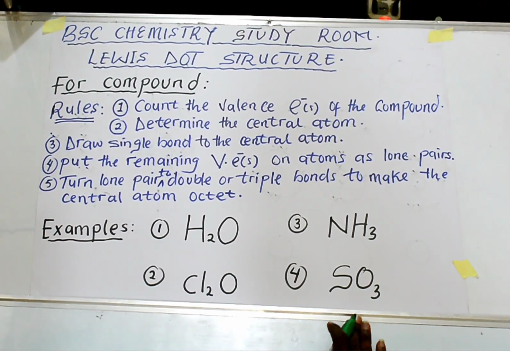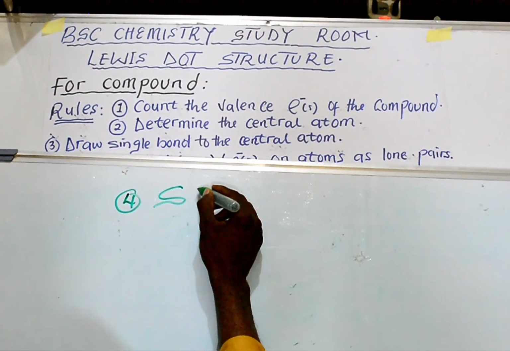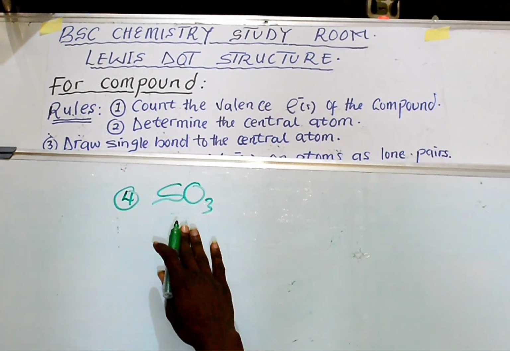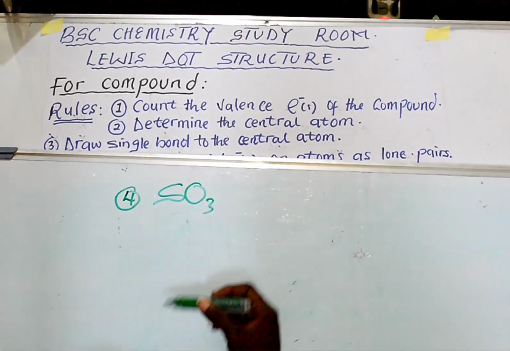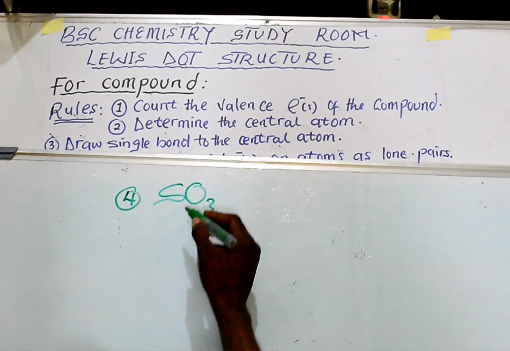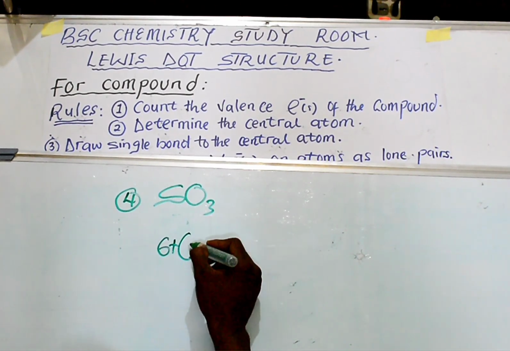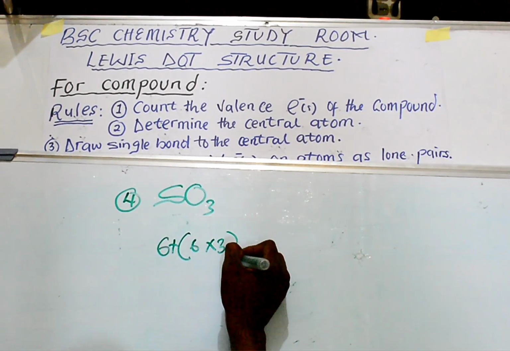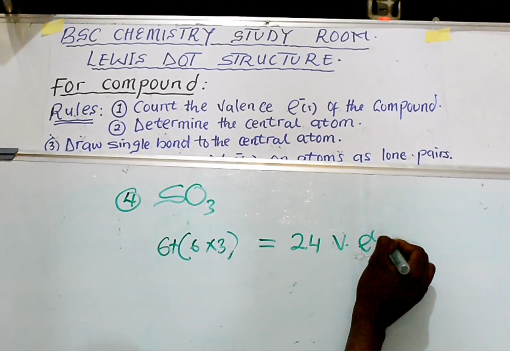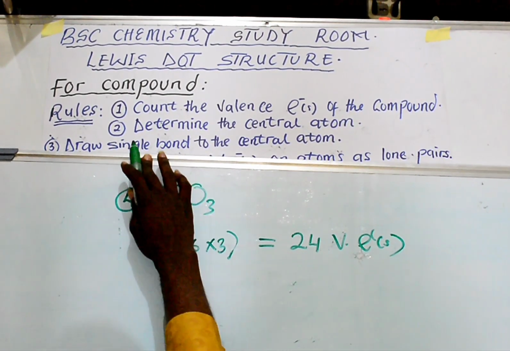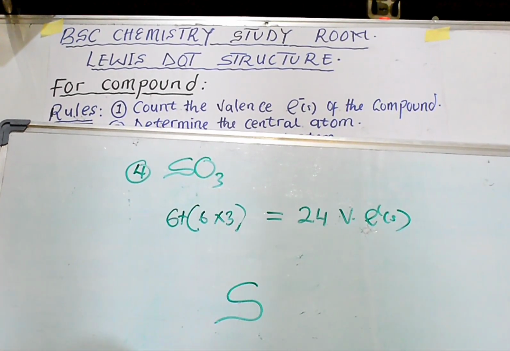Moving to number 4, SO3. To have the correct Lewis dot structure, we go back to the rules. Count the valence electrons of the compound. Sulfur has 6 valence electrons, 6 plus 6 times 3 as the subscript, which gives 24 valence electrons. Now rule number 2, determine the central atom. Sulfur here is our central atom.